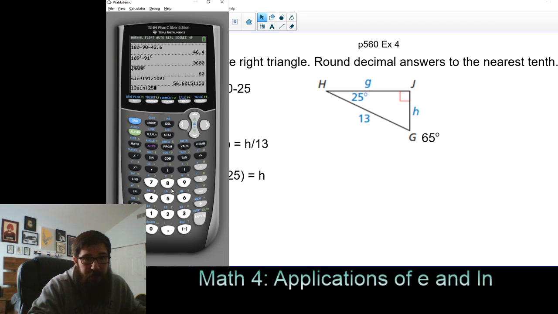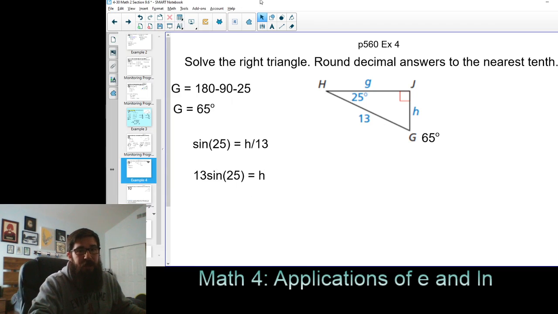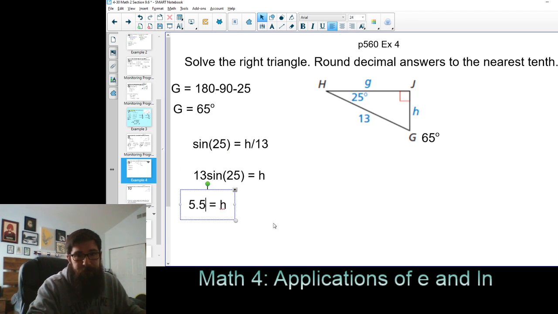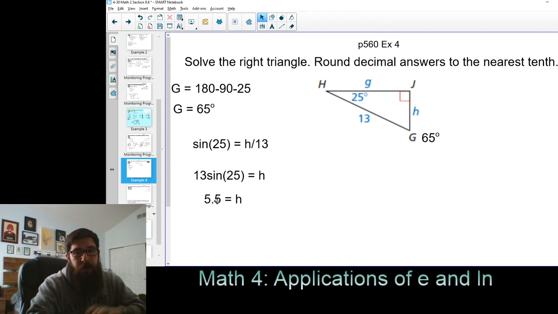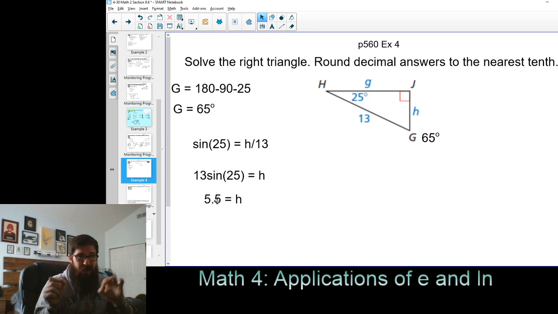These are going to have you put a lot of different pieces together. We have 5.49, which is going to round to 5.5. That's how big that opposite side is. Now, if it's something where you only have one side length, I would not recommend doing Pythagorean right here, because we rounded that to 5.5, and numbers start to get off just a little bit. Let's just do another trig to find G.